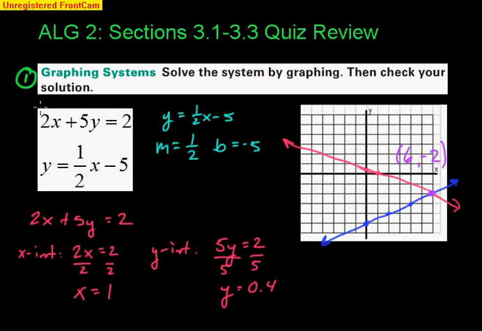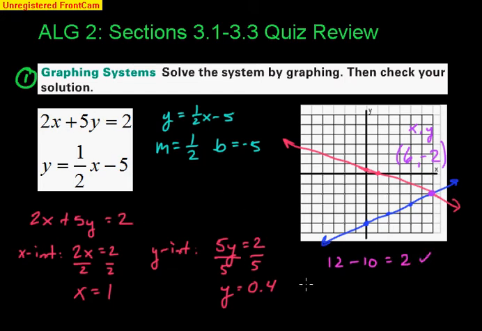Let's double check to make sure it works. Plug it into your equations. Okay, this is x. This is y. 6 is x. 2 times 6 is 12. I'll use a different color so you can see. So 2 times 6 is 12. 5 times negative 2 is negative 10. 12 minus 10 is 2. That works in the first equation.